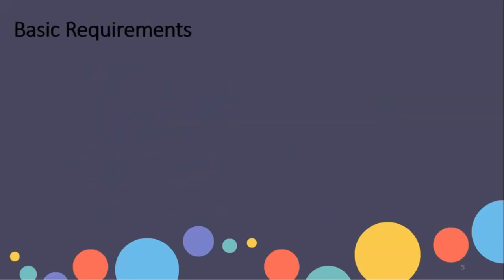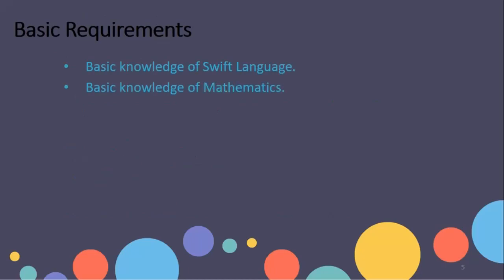Before signing up for this course, you need basic knowledge of the Swift language, basic knowledge of mathematics, and basic logical skills. As an example, if a is equal to 6 and b is equal to 3, and let's suppose c is equal to a into b divided by 2 and d is equal to c plus 3, then what will be the final value of d?